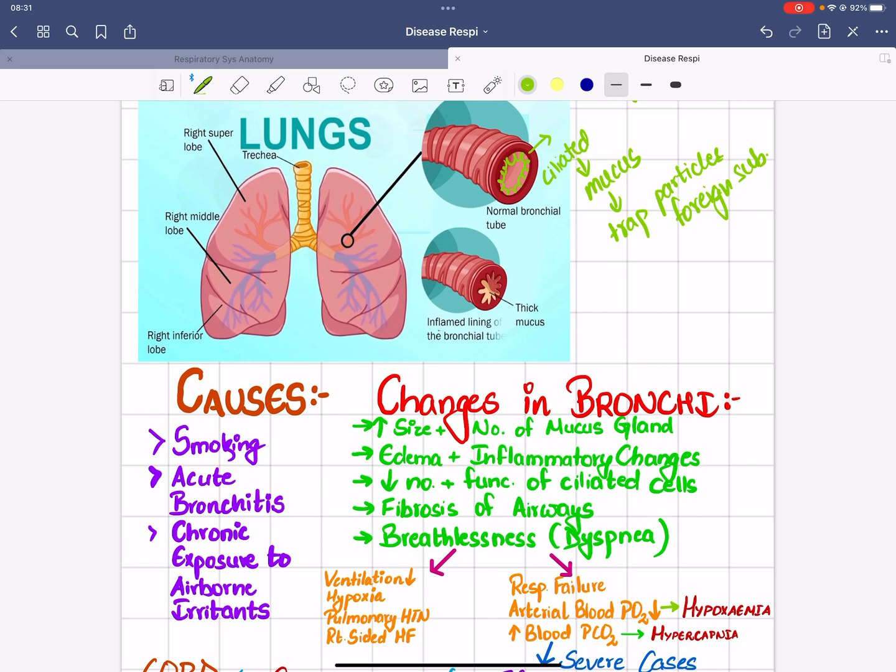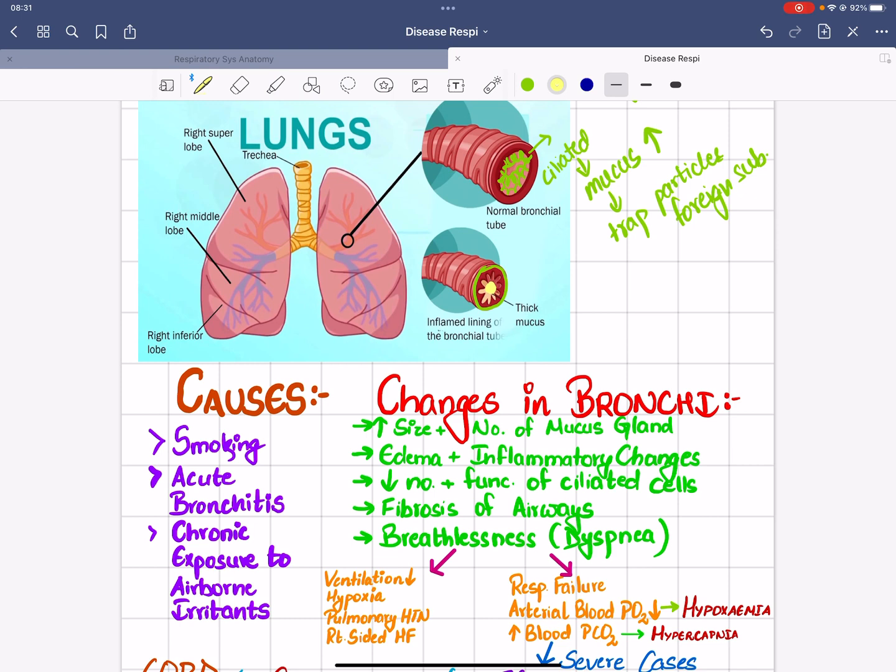So this is the main function of the bronchi and the ciliated mucous membrane in them. However, because of the infection and inflammation of the bronchi, that is bronchitis, the size and number of the mucus glands increases, meaning that they increase in size now. Because of this, in this figure we can see that the size has increased, as a result of which the size of the airway tract has decreased.